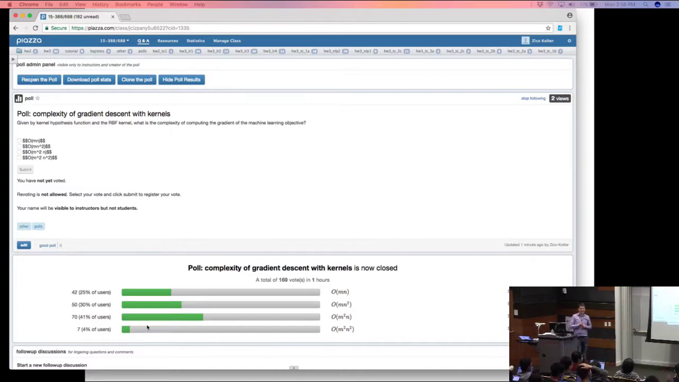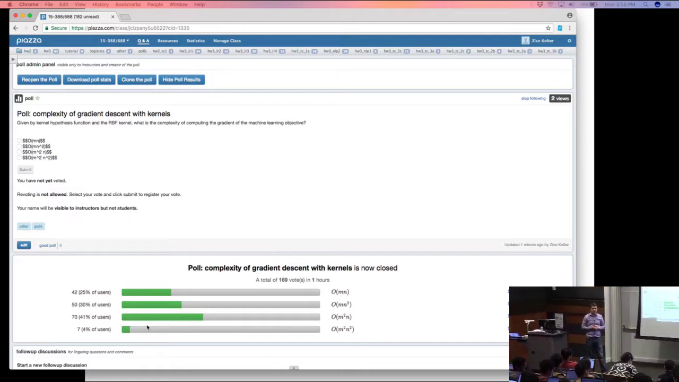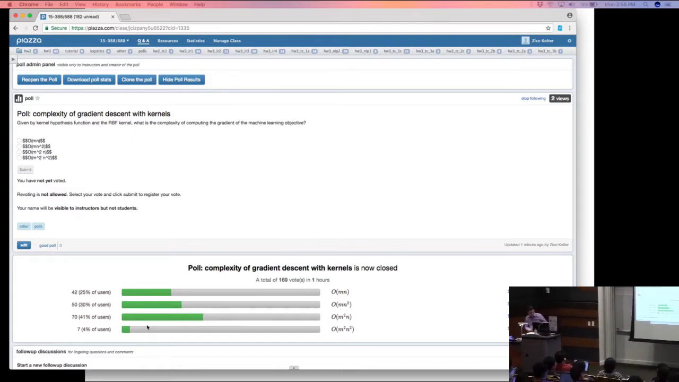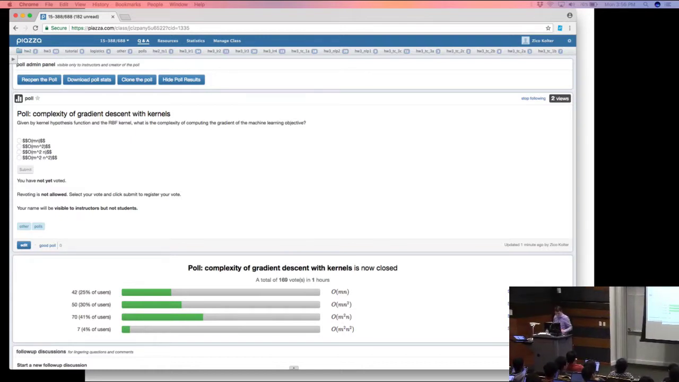Yes. M squared n, because there are m parameters. Okay. In the kernel itself, you need to sum over all n samples. Okay. Each with n. Okay. Anyone else want to argue anything for the other ones? Okay, so everyone was again convinced fully by that argument. Okay, so that is correct.